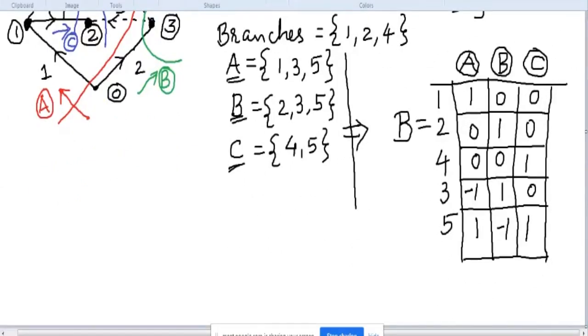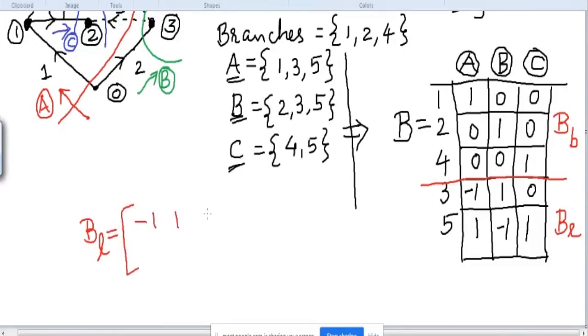Again, as we are interested in BL, right? So for BL, what we have to do is, we have to make the partition of this matrix. So how is the partition made? Partition is made in branch and link. So the upper portion is branch and the lower portion is link. That's why this upper portion will be called B suffix B, and the lower portion will be called B suffix L. Okay, so we are interested in B suffix L, so I will write here B suffix L is equal to the matrix, that is -1, 1, 0 and 1, -1, 1. So this is B suffix L.